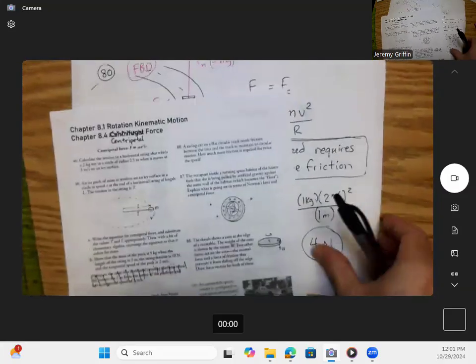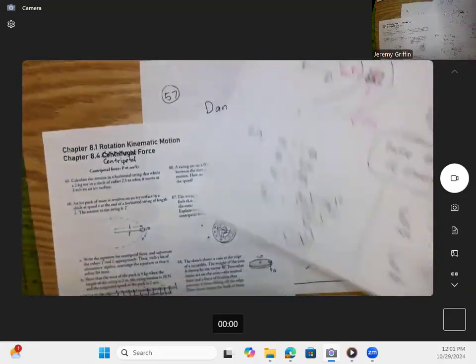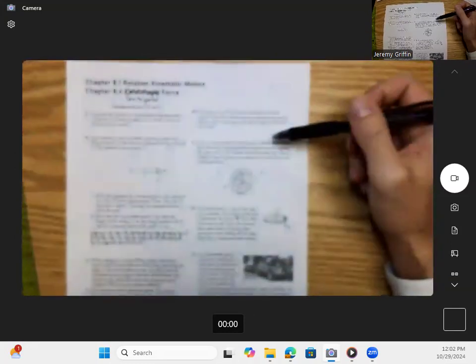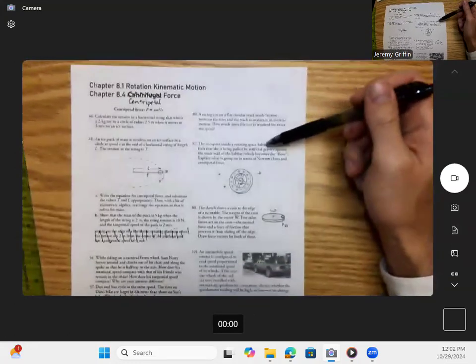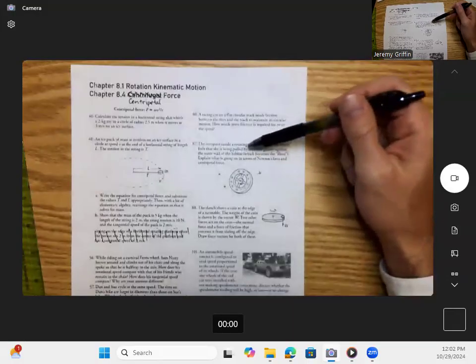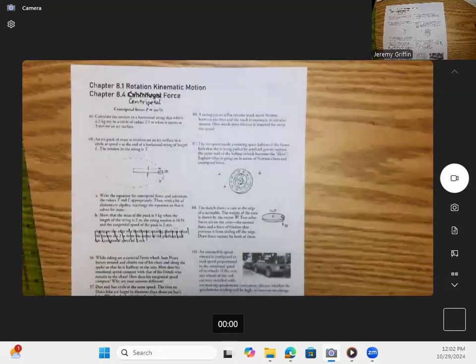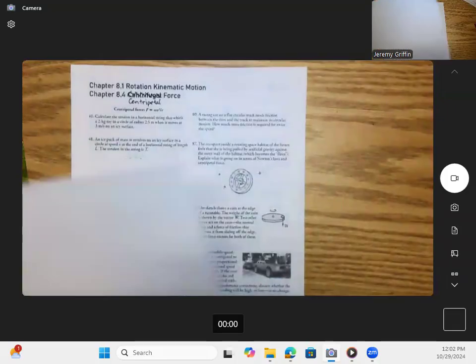87. The occupant inside the rotating space habitat of the future feels she's being pulled in by an artificial gravity against the outer wall of the habitat, which becomes the floor. Ooh, yeah. Explain what's going on in terms of Newton's laws and centrifugal. Here, we'll just draw a picture for this. Let's just draw a picture and then we'll move on.